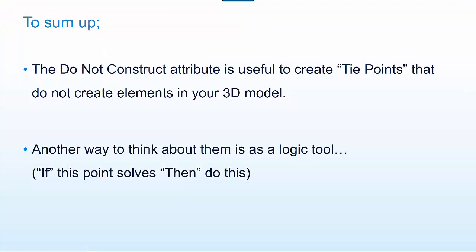To sum up, the do not construct attribute is useful to create tie points that do not create elements in your 3D model, but directly affect creation of objects within it. Another way to think of them is sort of a logic tool. If this point solves, then do this. So in some of your more advanced templates, you will see do not construct points. It's a simple matter to go into their properties and try to figure out the logic that they're applying to your model.